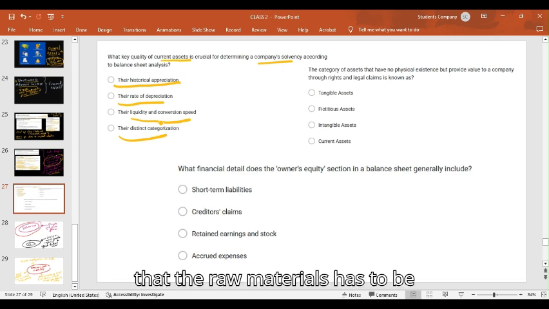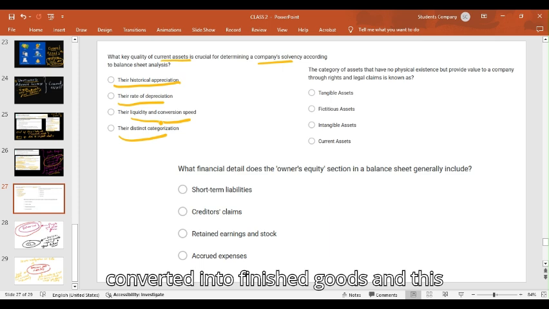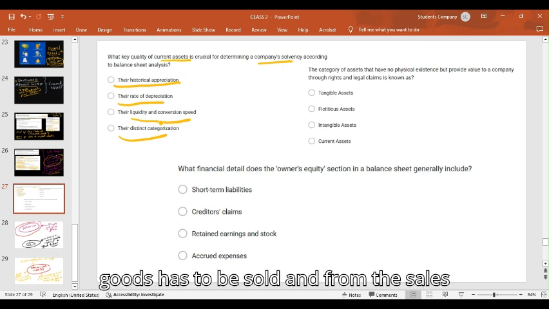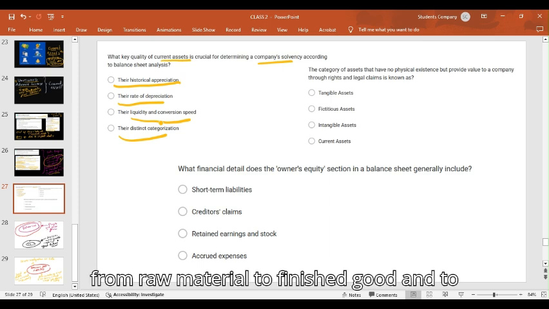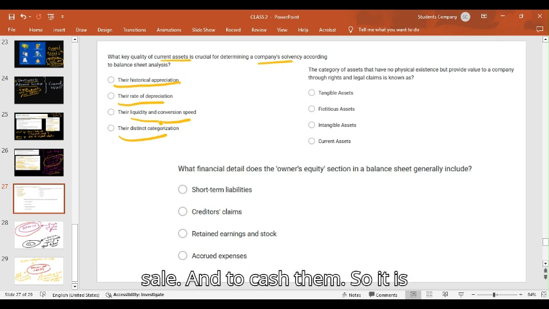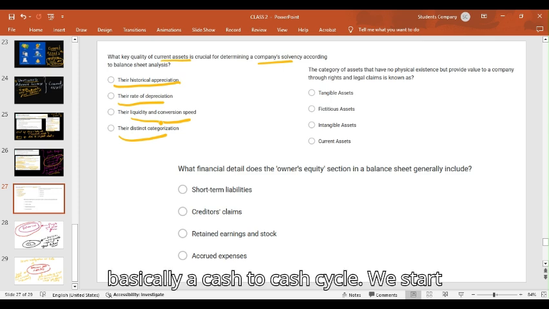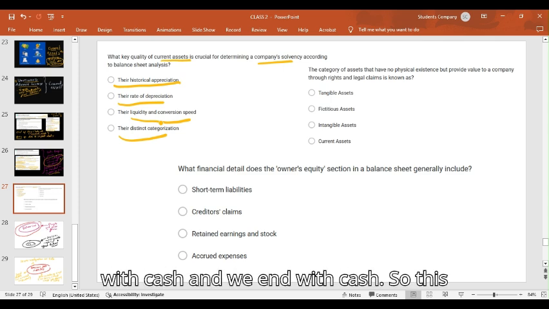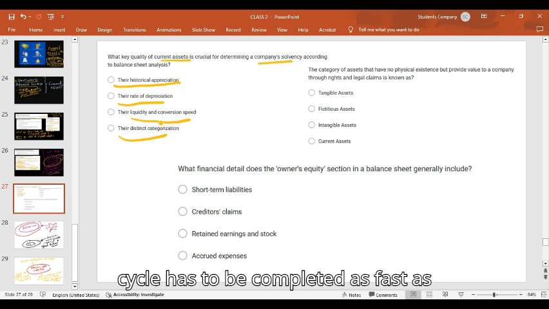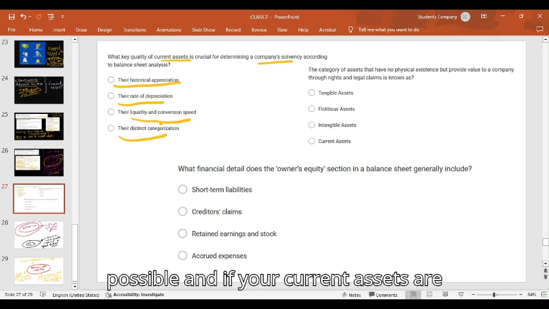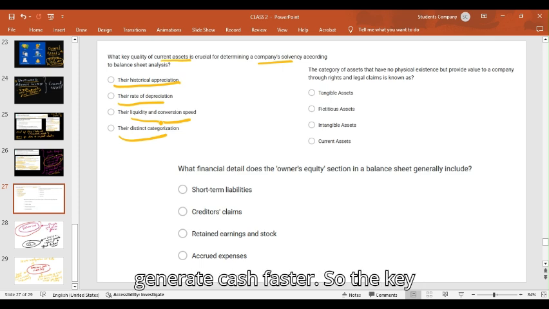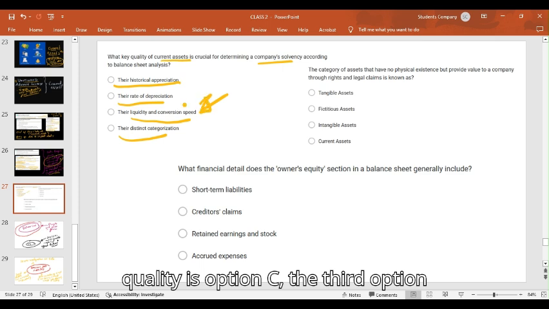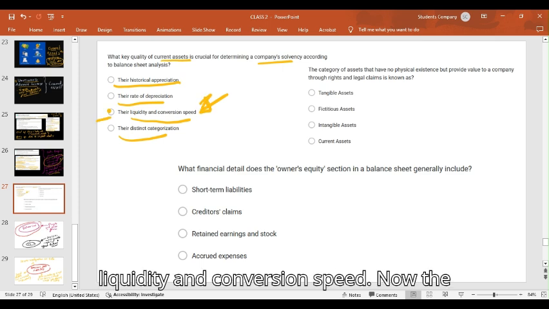That the raw materials have to be converted into finished goods, and these goods have to be sold, and from the sales we have to get cash. So this conversion from raw material to finished goods, to sale, and to cash is basically a cash to cash cycle. We start with cash and we end with cash. This cycle has to be completed as fast as possible. If your current assets are liquid and have good conversion speed, that will help your business generate cash faster. So the key quality is option C, liquidity and conversion speed.